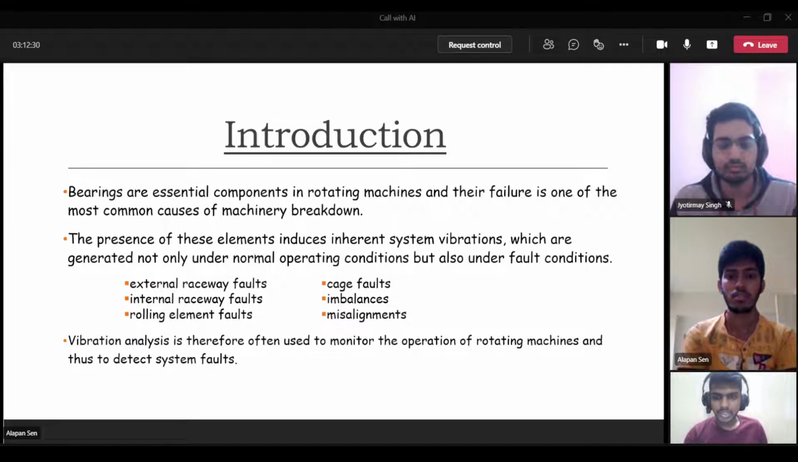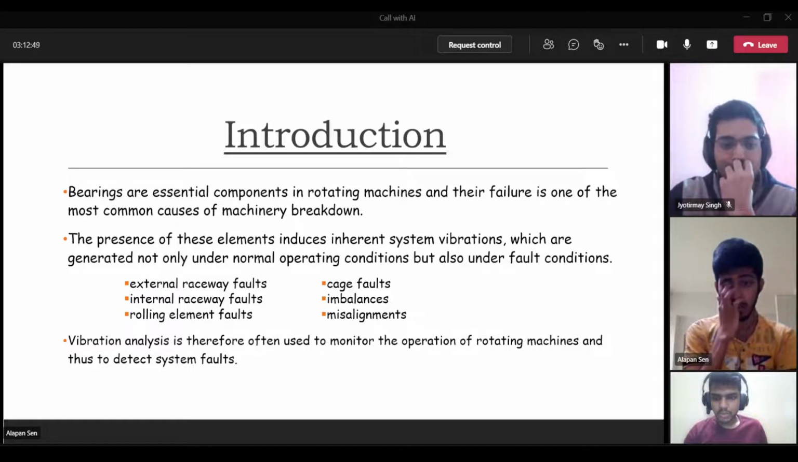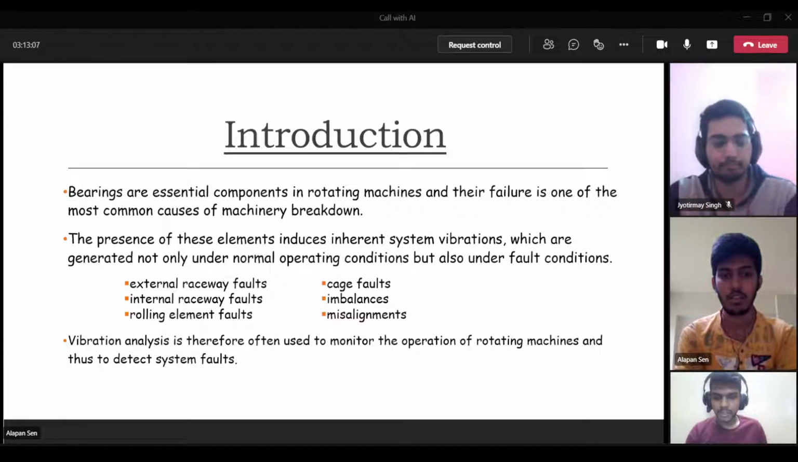Bearings are essential components in rotating machines, and their failure is one of the most common causes of machinery breakdown. The presence of these elements induces inherent system vibrations, which are generated not only under normal operating conditions but also under faulty conditions, which are mainly external raceway faults, internal raceway faults, rolling element faults, cage faults, imbalances, and misalignments. So, vibrational analysis is therefore often used to monitor the operation of rotating machines and thus to detect the system faults.